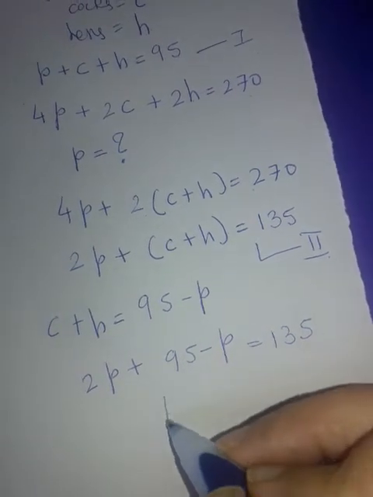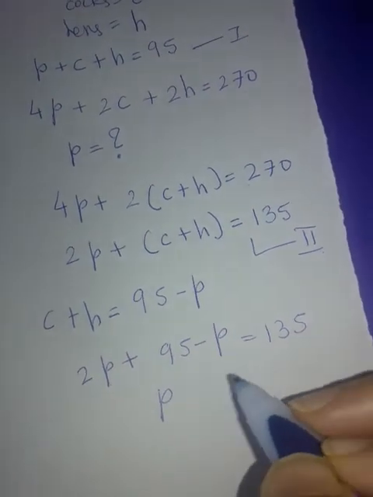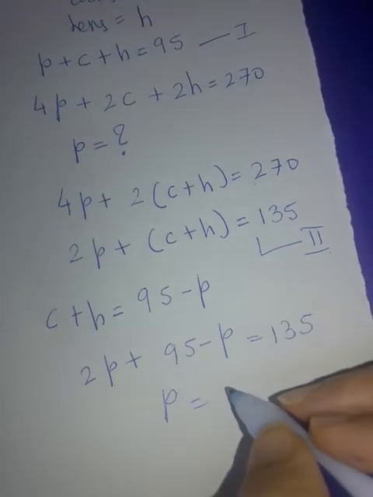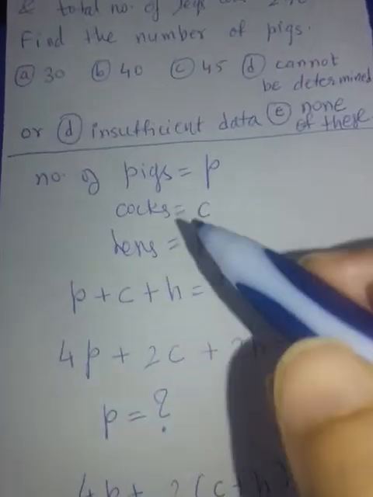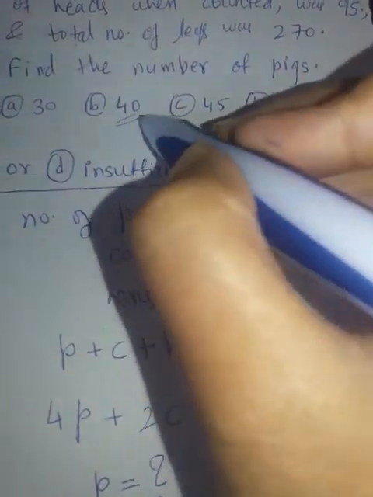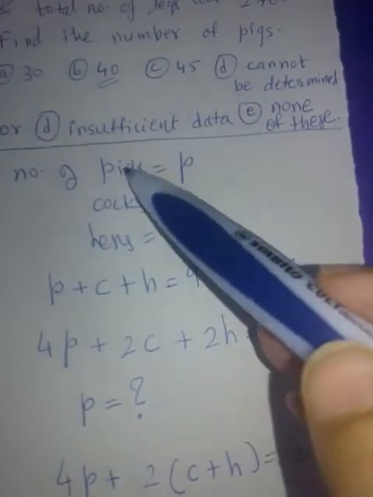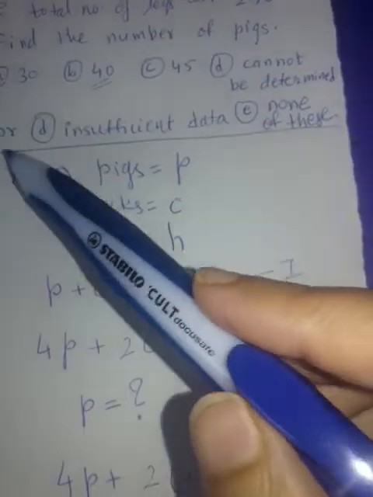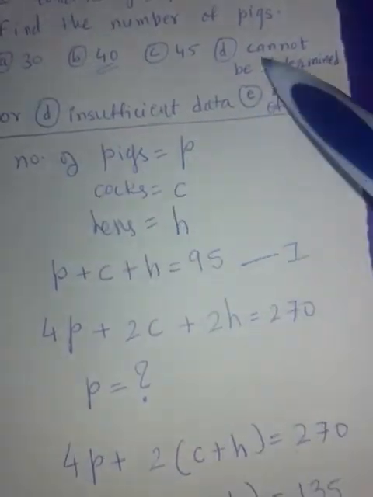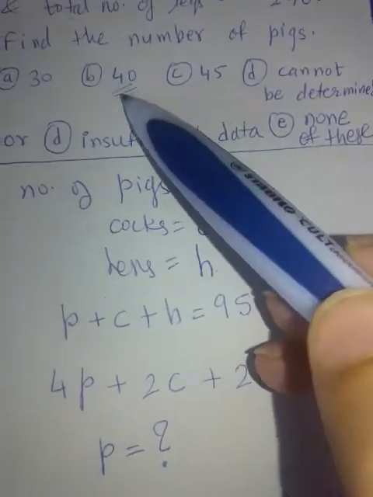2P minus P is P. Take 95 on this side. 135 minus 95 is 40. So your answer is ready. This is your answer. Option B. So data was sufficient. So not insufficient data or cannot be determined. Not none of these. Nothing else is right. Only 40 is right.